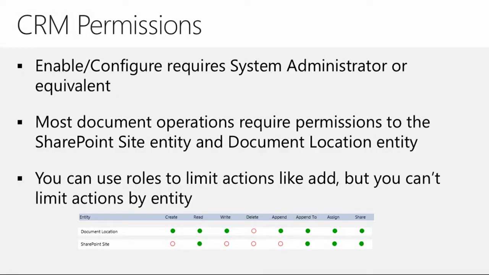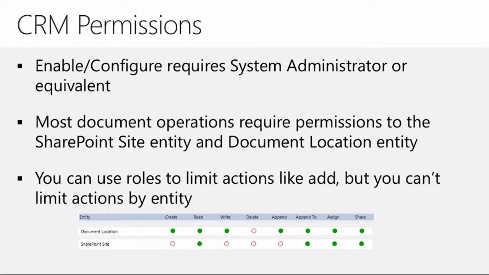So when you start talking about how this process looks from a security perspective, if you want to configure any of the SharePoint integration, you do have to have a system admin role or something equivalent to that as you're moving forward. A lot of the options as far as document libraries and permissions, you would have to have access to them in order to be able to facilitate that. So for document locations, you have to have the appropriate permissions to be able to enable and work with the document location inside the application.